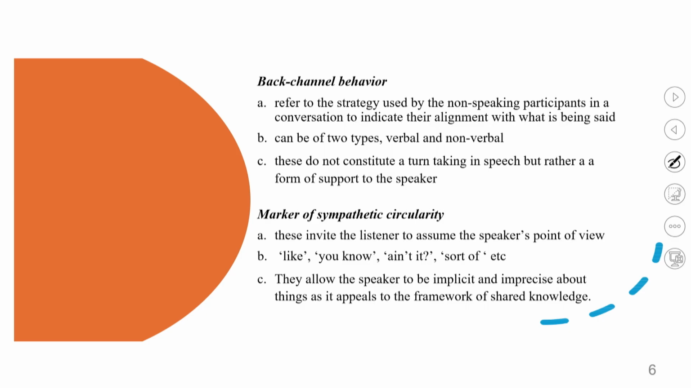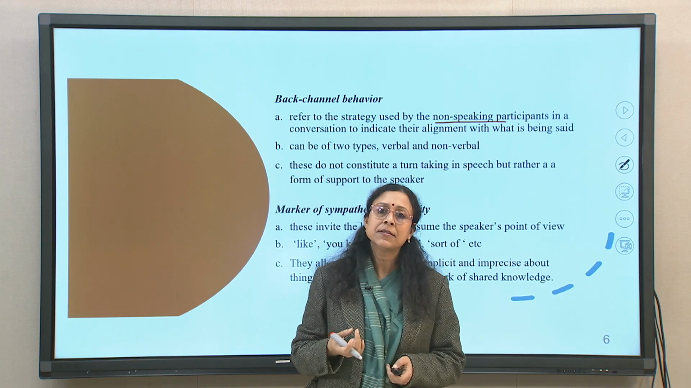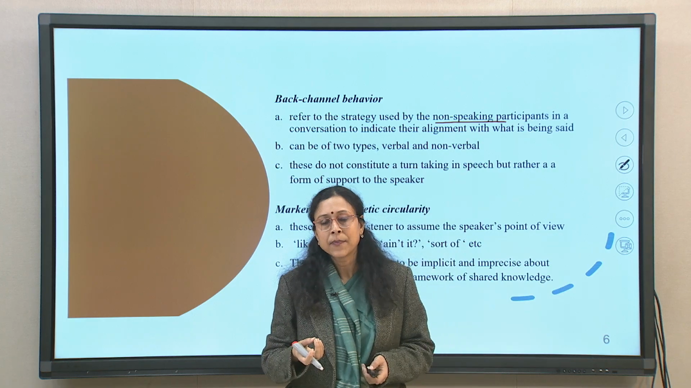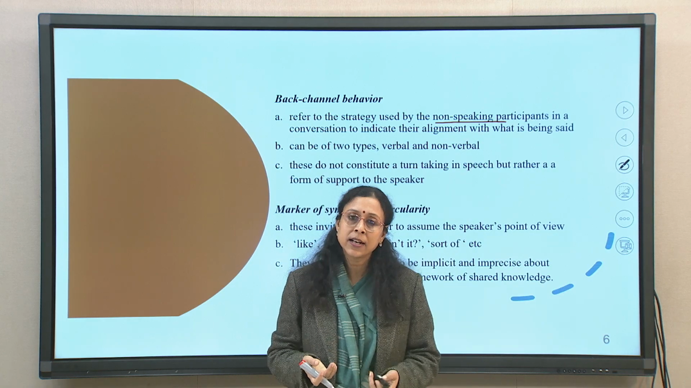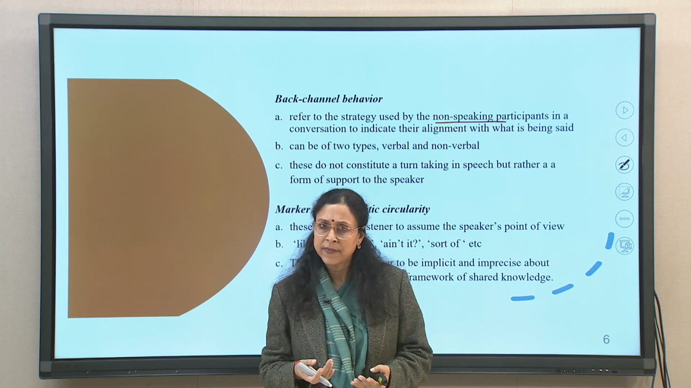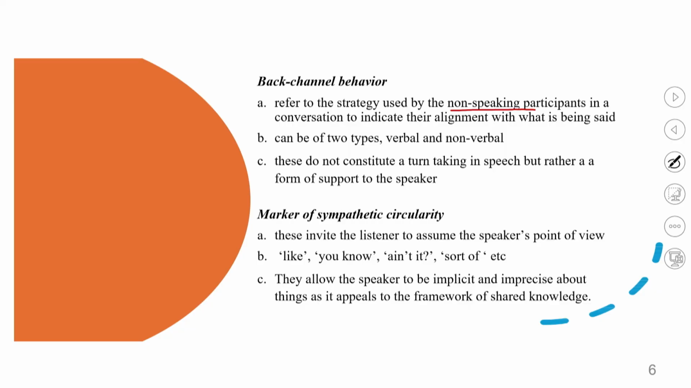Back channel behavior is one. Back channel behavior is a strategy used by the non-speaking participants in a conversation to indicate their alignment. You will either nod your head, or depending on the culture, sometimes some verbal input is also fine, just to encourage the speaker. The reverse may also happen. If you do not agree with the speaker, you do not want him to go on speaking, that also can be signaled verbally, non-verbally, most of the time non-verbally. These are called back channel behavior. They are not really a turn taking in speech, but rather a form of support or lack of support.